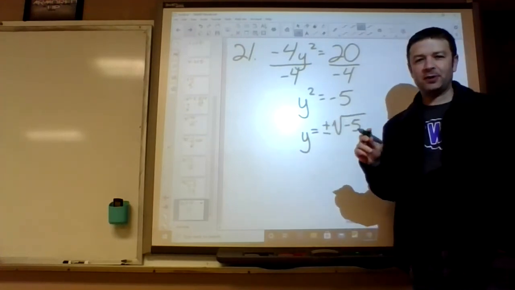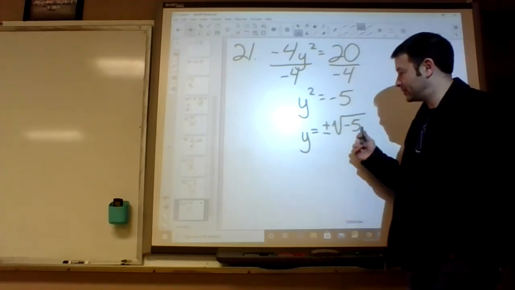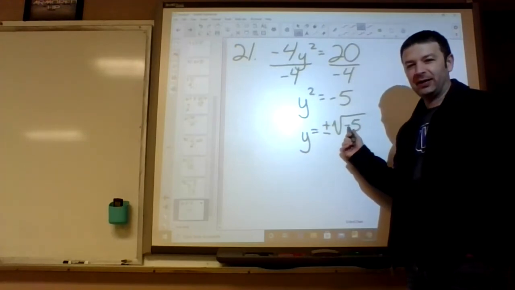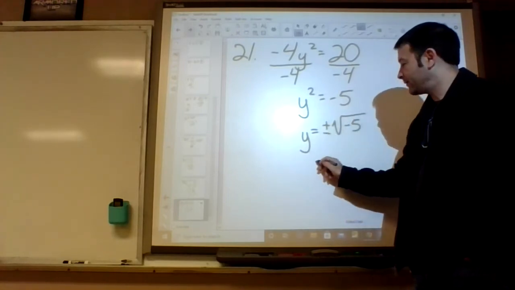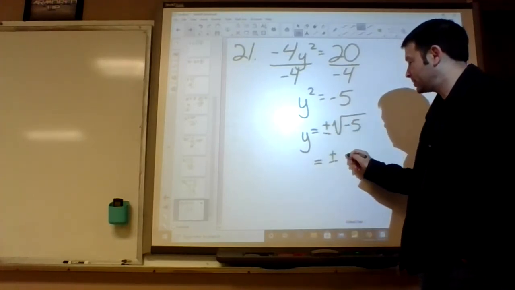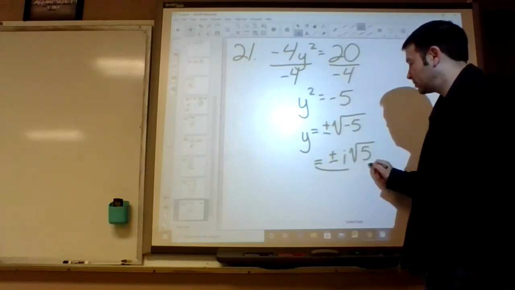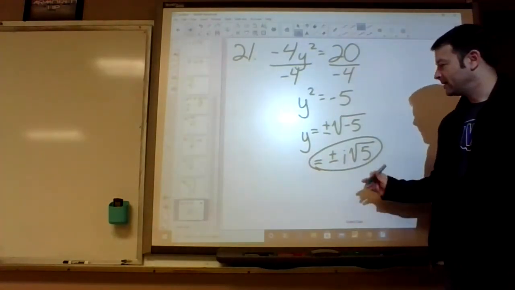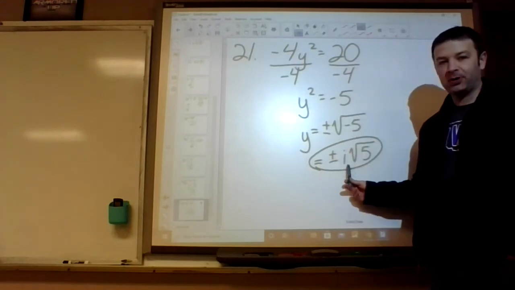Does square root of 5 simplify? No. Nothing goes into 5. There's no doubles inside of 5. So it's going to stay square root of 5. However, I cannot leave that negative inside the square root. I'm going to take it out as an i. So my final answer is plus or minus i square root of 5. Okay? So anytime you see that negative inside the square root, i is going to be part of your answer.